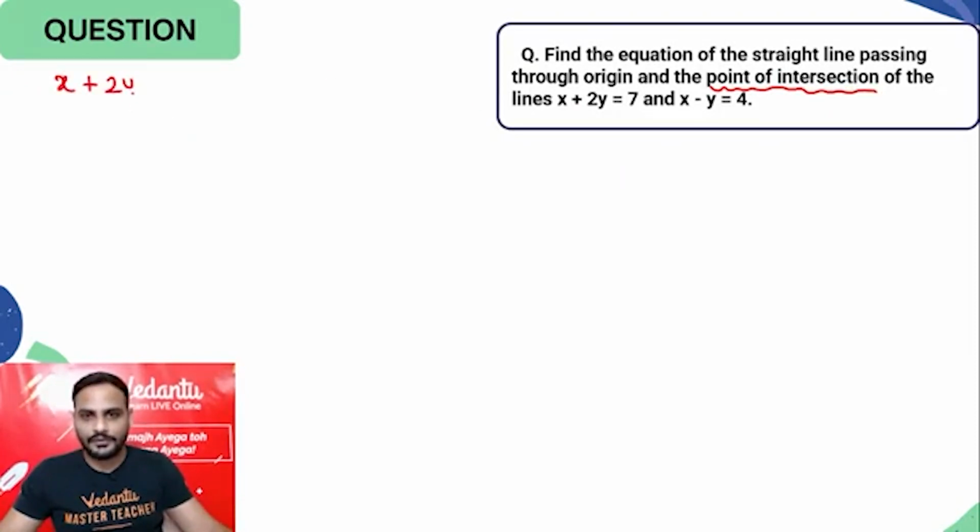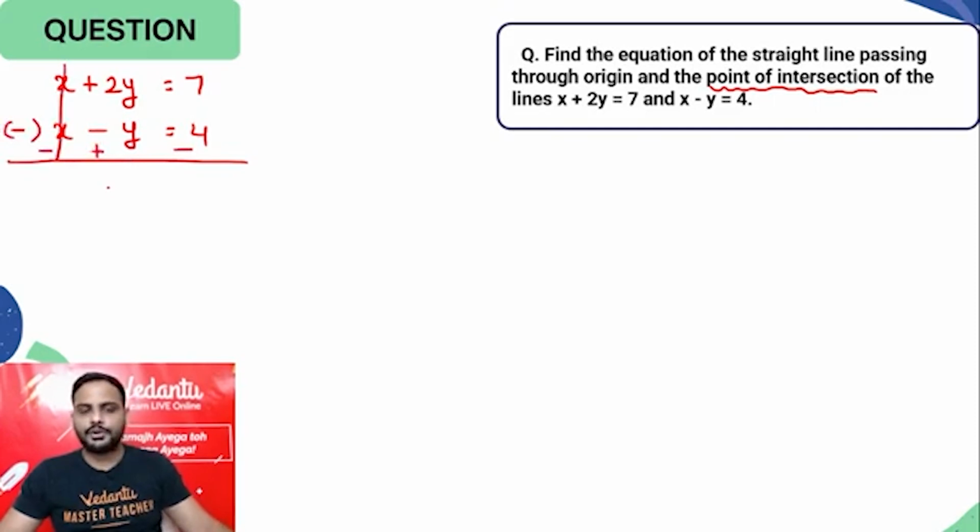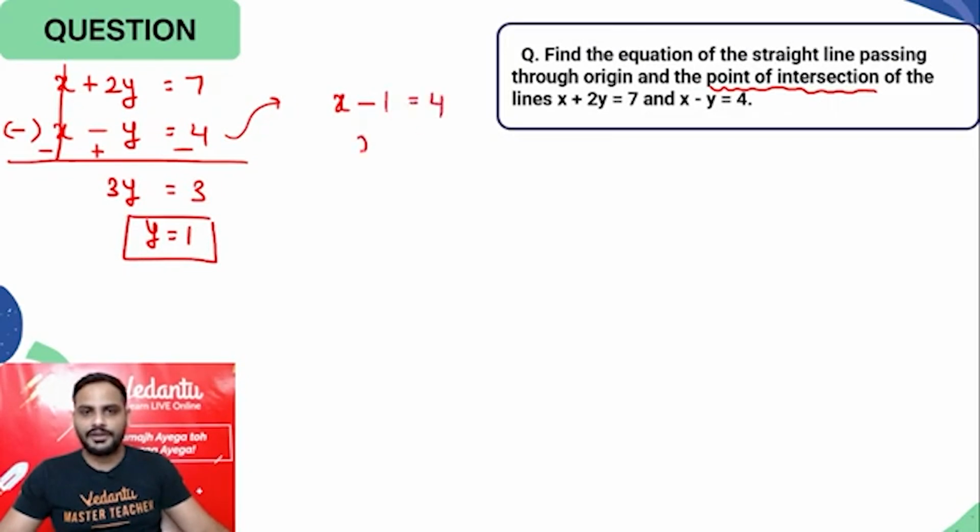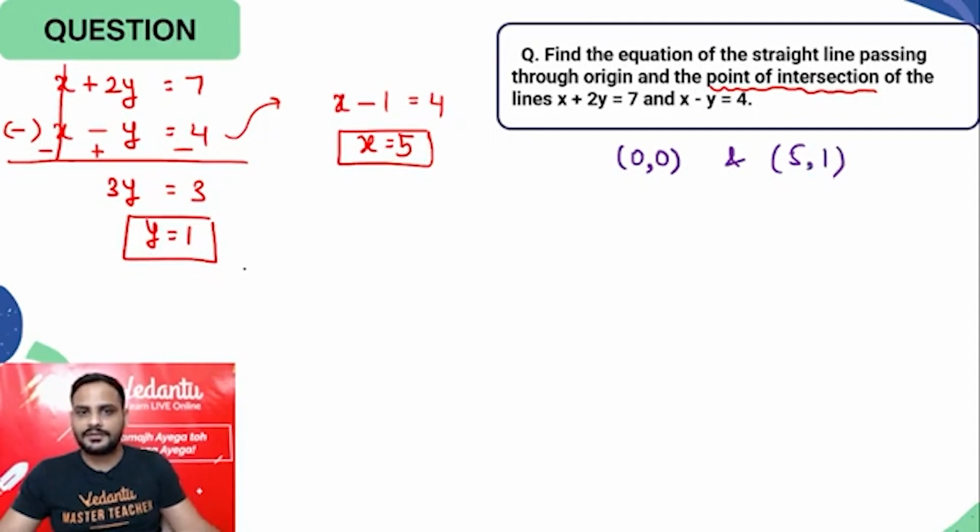So here we have x plus 2y is equal to 7. Here I have x minus y is equal to 4. Let's do one thing. Let us subtract both. So it will be minus plus minus. X got cancelled. 2y plus y is 3y. 7 minus 4 is 3. Y is equal to 1. Put y equal to 1 in any equation. Suppose the second equation. So x minus 1, y is 1, is equal to 4. X is equal to 5. Okay, guys. So now I know that my line is passing through the origin (0, 0) and the second point (5, 1). So these are the 2 points through which this line is passing.